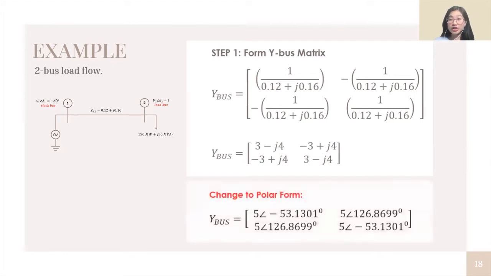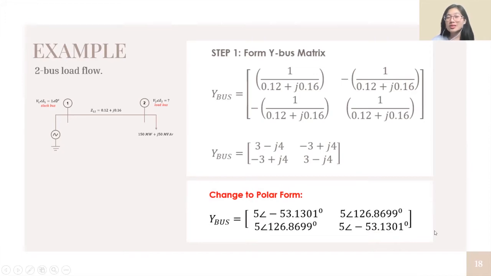And now, we are to change it to our polar form. So basically, our y11 is to be changed into polar form, which is 5 at an angle of negative 53.1301 degrees. And as for our y12, it is 5 at an angle of 126.8699 degrees because it is negative. So basically, the angle we get will be positive in this instance. Same goes for our y21 and our y22, which is 5 at an angle of negative 53.1301 degrees.